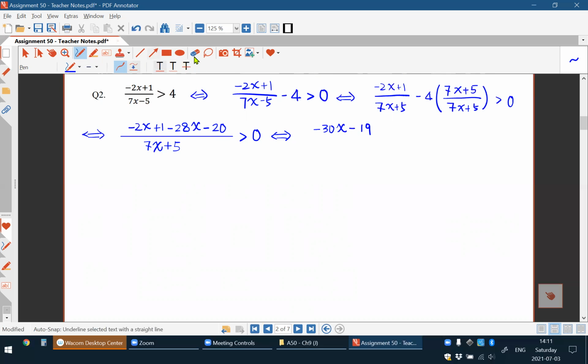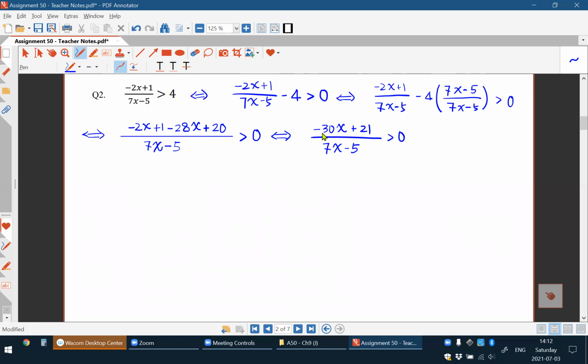Sorry, there is a typo. This should be 7x minus 5. Sorry, my fault. Should be minus sign here. So this is not minus 20. This should be plus 20. Okay, plus 20 plus 1 gives us plus 21. And denominator is 7x minus 5, right? And this should be above 0.